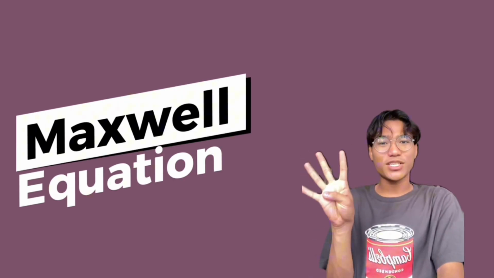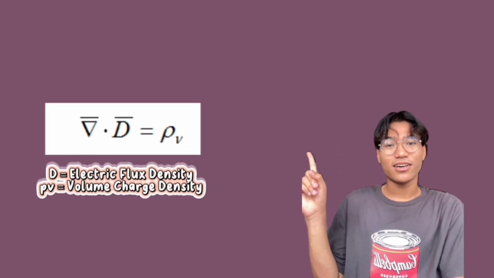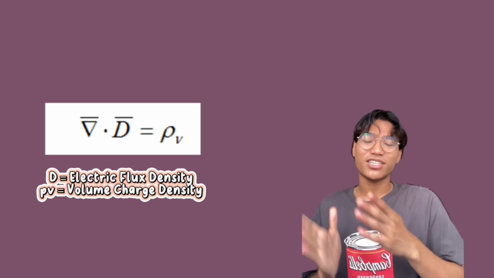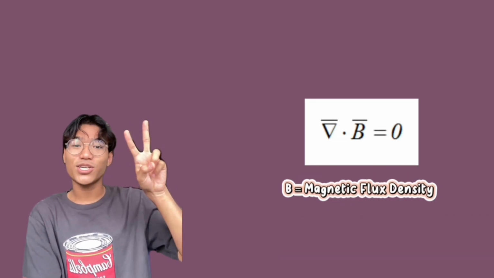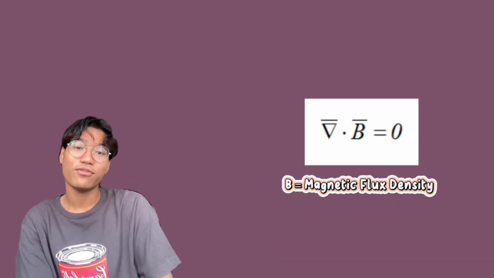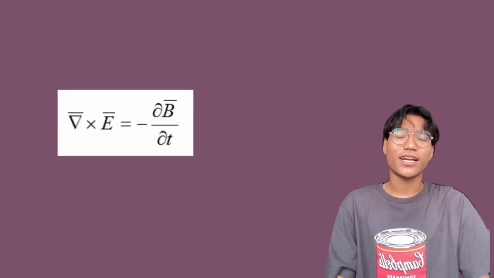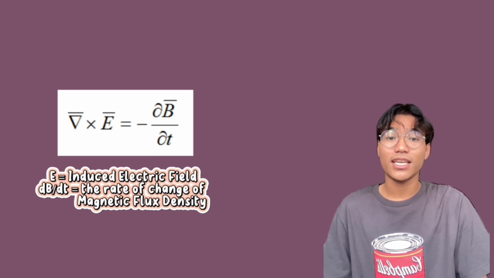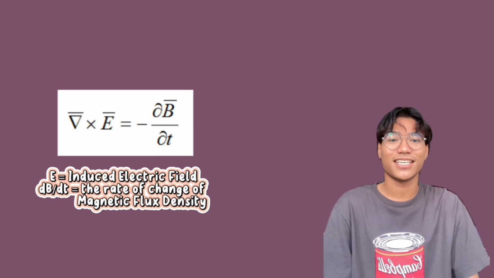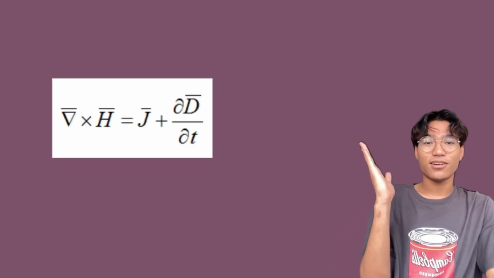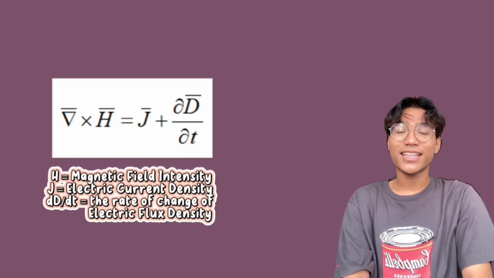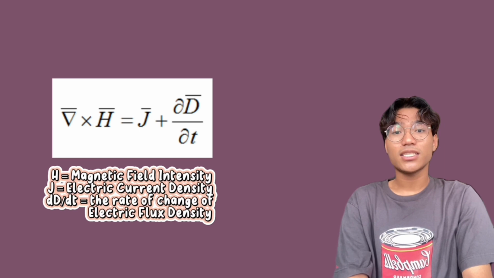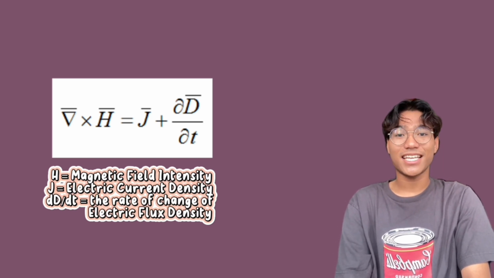So let's recap the four Maxwell equations. The first one is Gauss law, where D is electric flux density and rho V is equal to volume charge density. Second one is Gauss law for magnetic, where B is magnetic flux density. The third one is Faraday's law, where E is induced electric field and del B over del T is the rate of change of magnetic flux density. The last one is Ampere's law, where H is magnetic field intensity, J is electric current density, and del D over del T is the rate of change of electric flux density.